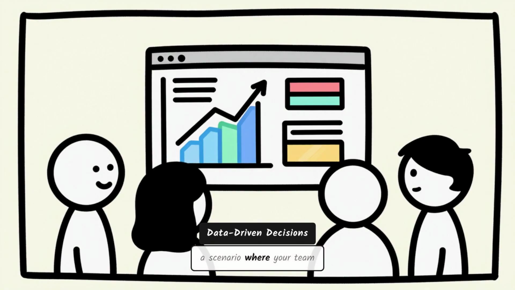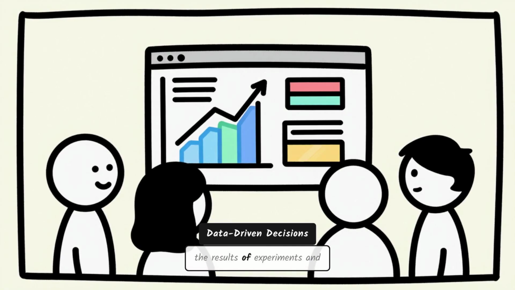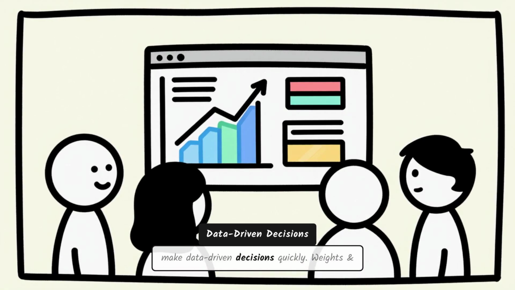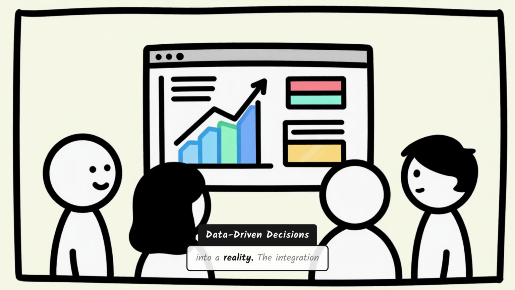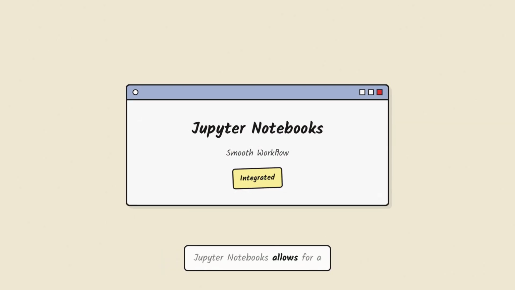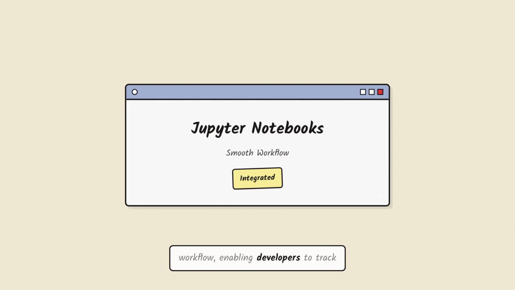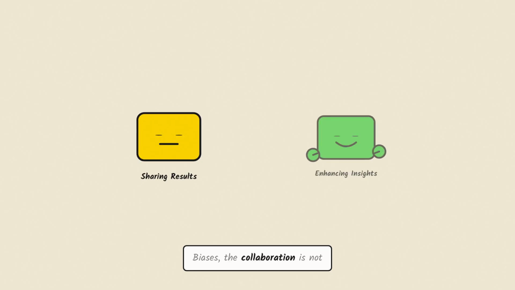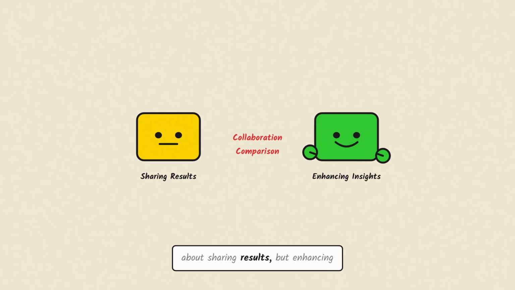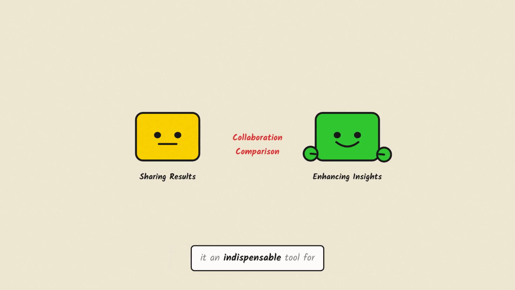Imagine a scenario where your team can instantly see the results of experiments and make data-driven decisions quickly. Weights and Biases turns this into a reality. The integration with Jupyter Notebooks allows for a smooth workflow, enabling developers to track experiments without leaving their favorite environment. With Weights and Biases, the collaboration is not just about sharing results, but enhancing them through collective insights, making it an indispensable tool for modern developers.